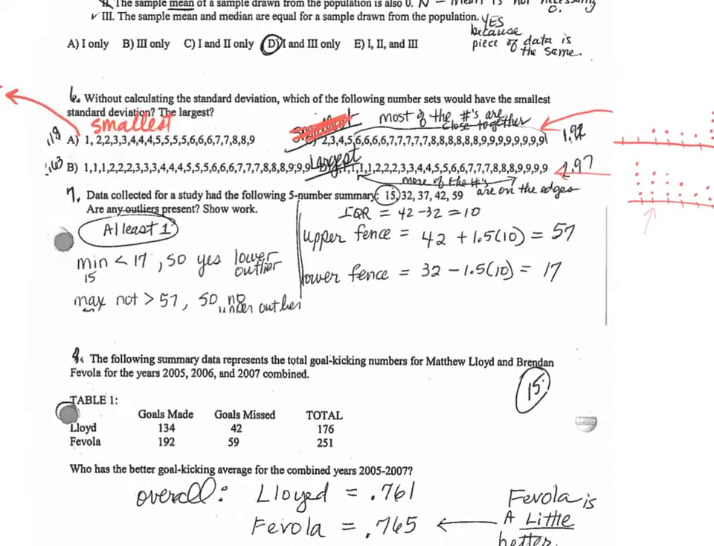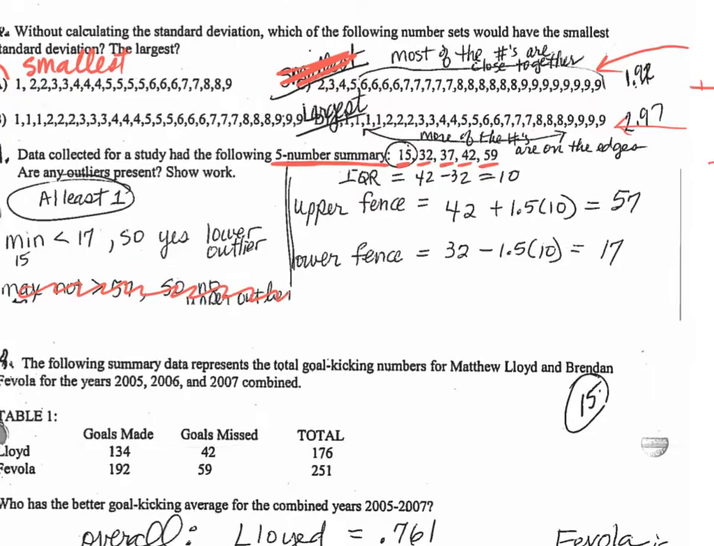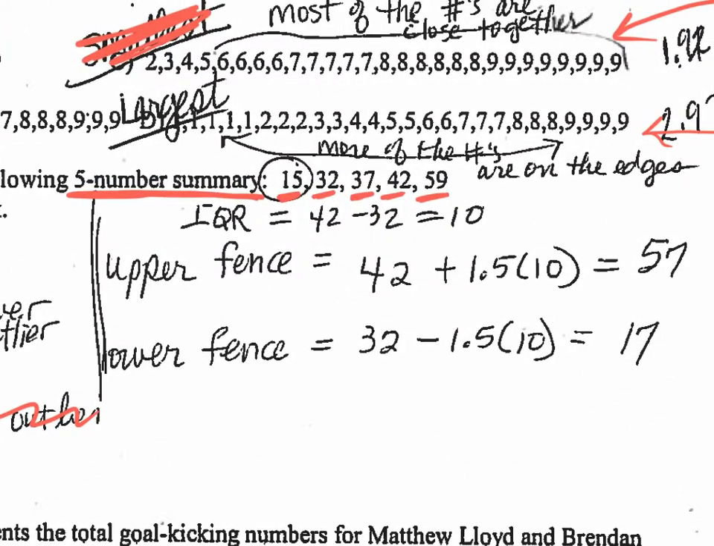All right. Number 7, just FYI, here's one thing that people did that threw them off on number 7. This gives you the 5-number summary. So 15 is the min, 32 is the Q1, 37 is the median, 42 is the Q3, and 59 is the max. And so there is more data than just those 5 points. So don't go put those 5 points in your calculator and calculate the 5-number summary. There's more data than that.